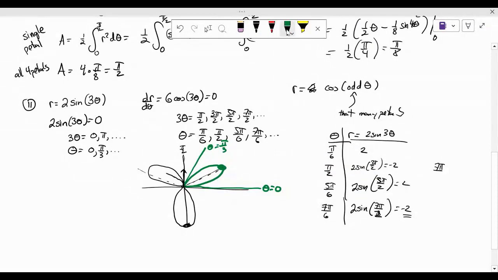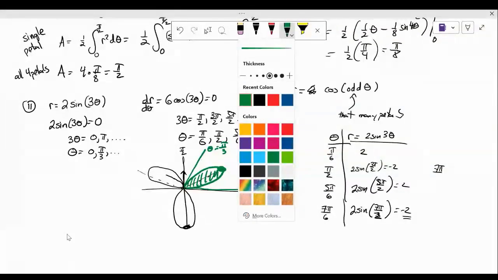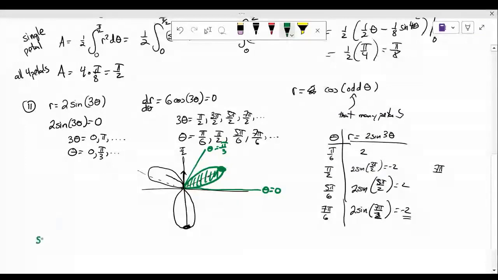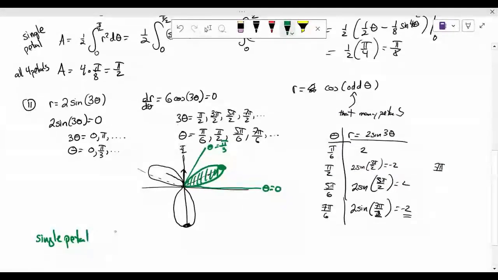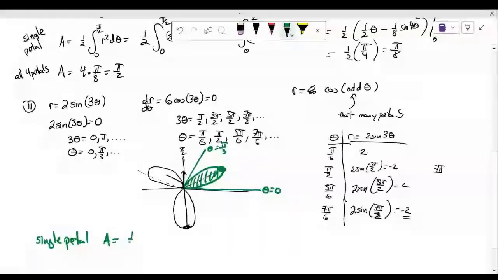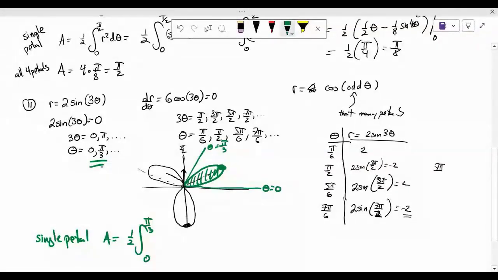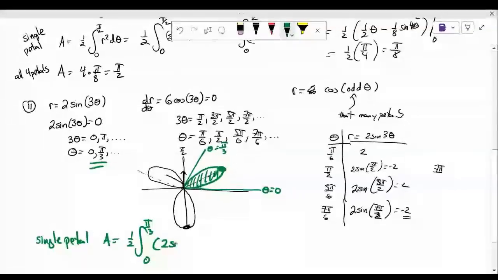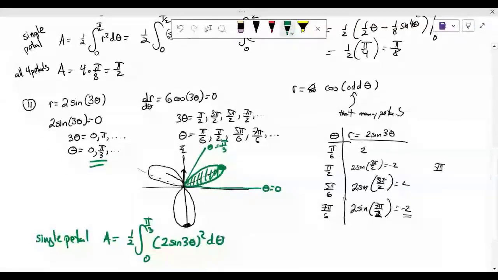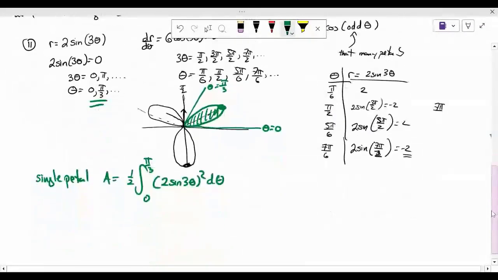So of course we're just going to find the area of 1 and triple that result. I won't do that integral, but to set up the area of a single petal, it's half the integral from 0 to pi over 3, 2 consecutive values of theta where r is 0, of r squared. And then you would triple that result to get all petals, right? Unless they ask for a single petal. Okay.